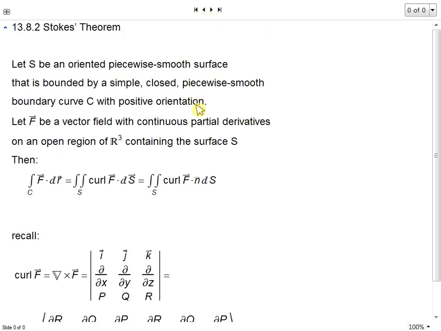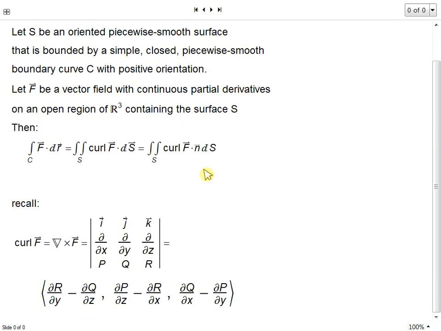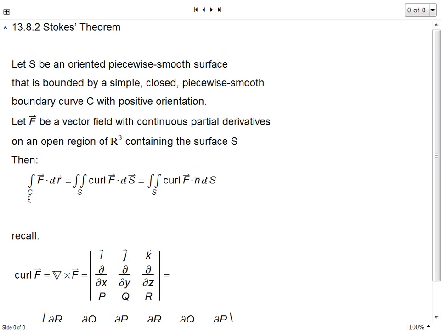Well, Stokes' theorem tells us that the line integral over that curve of that vector field can also be found by using a double integral, a surface integral. But instead of doing the surface integral of F, you do the surface integral of the curl of F dot dS. And that is the same as this, okay? That's just from the definition of surface integrals.